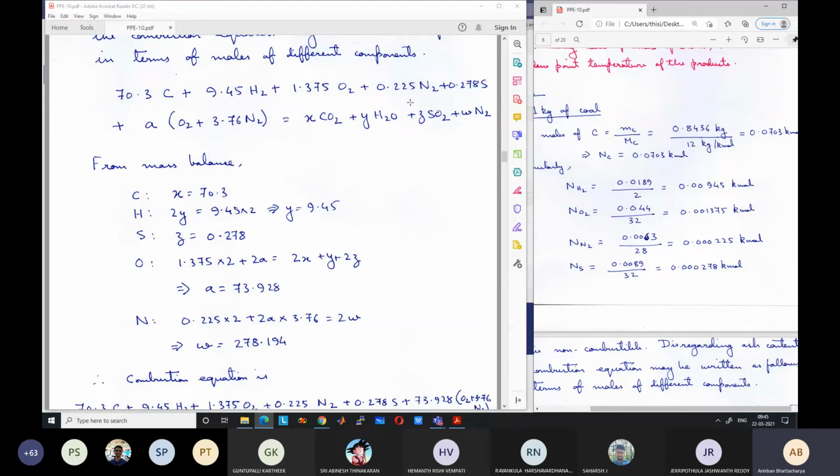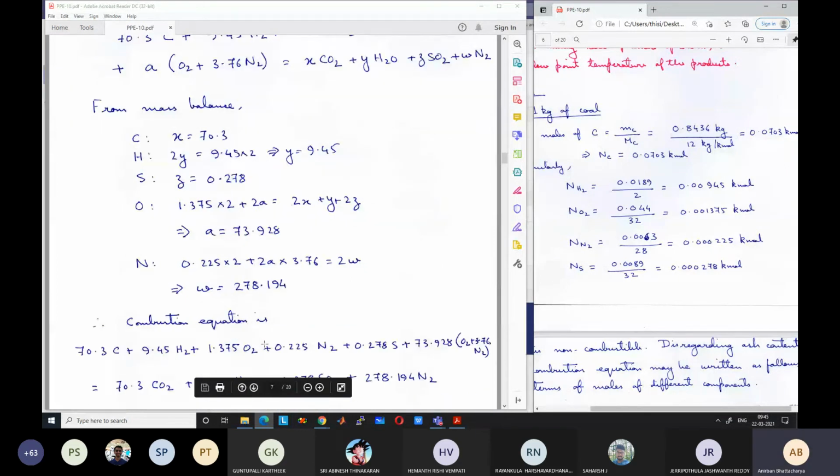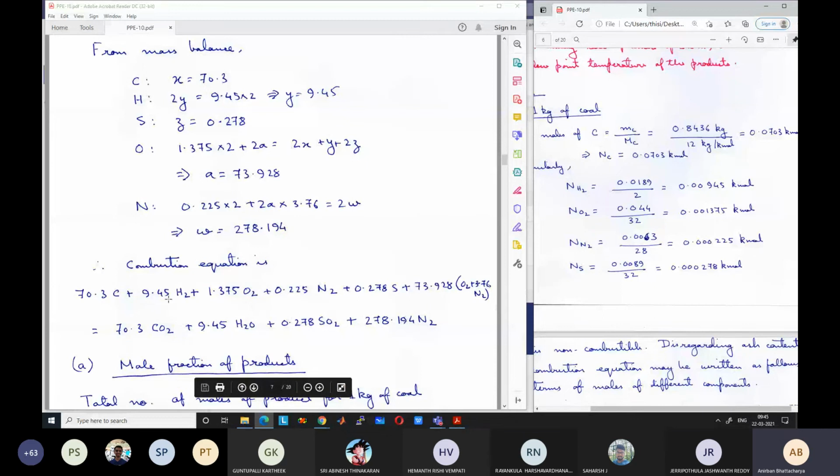So now we can write the complete reaction. The complete reaction for this combustion is 70.3 moles of carbon plus 9.45 moles of hydrogen plus 1.375 moles of oxygen plus 0.225 moles of nitrogen plus 0.278 moles of sulfur plus 73.928 moles of air equal to 70.3 moles of carbon dioxide plus 9.45 moles of water vapor plus 0.278 moles of sulfur dioxide plus 278.194 moles of nitrogen.